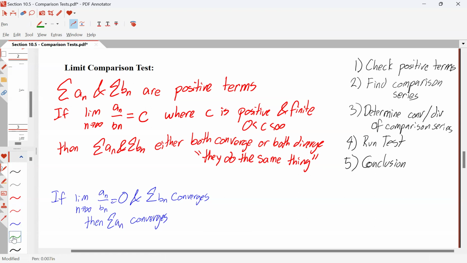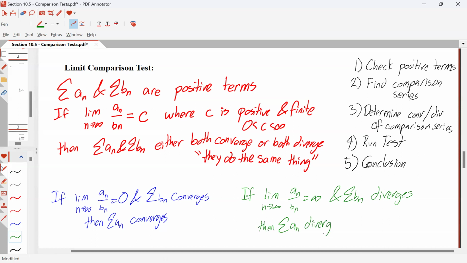And then we have a reverse special case, which is also by growth rates. If the limit of An over Bn equals infinity, and the series of Bn diverges, then again, this means that the sequence An is growing faster than the sequence of Bn. And if An is growing faster and Bn already itself diverges, then the bigger thing has to still diverge. So then the series An must also diverge.